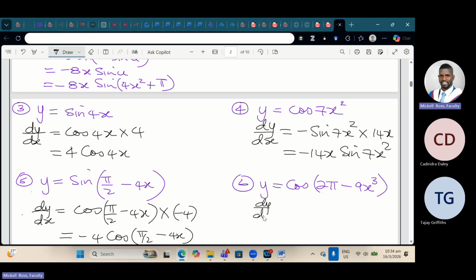dy/dx, differentiate cos to get negative sine. So it's going to be negative sine of the angle, which is 2 pi minus 9x cubed, multiplied by what you would get if you differentiate the angle. 2 pi, if pi is a number, then 2 times a number gives you back another number. So that means 2 pi is a number. So what would you multiply by?